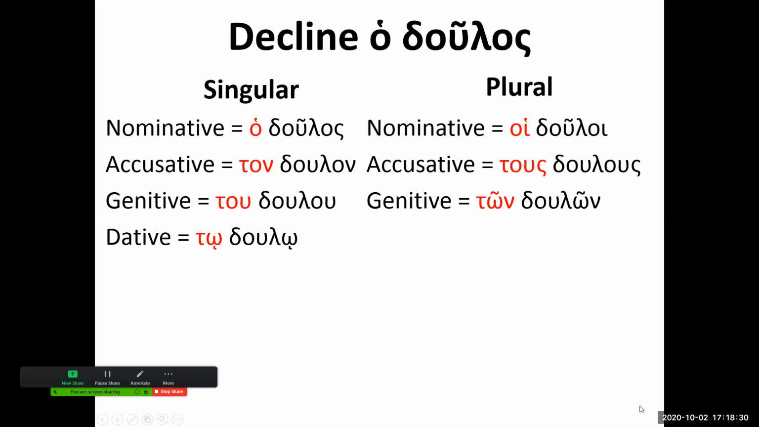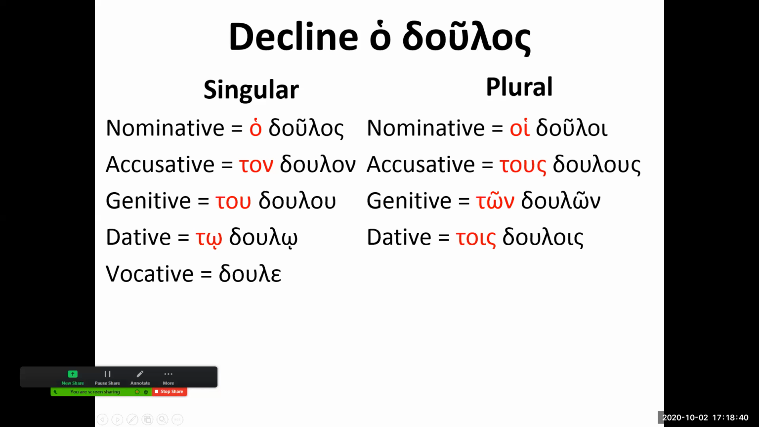Dative in the singular with the iota subscript: tō doulō, plural tois doulois, vocative doule. The masculine is the only gender that has a different form, actually, for the vocative case. The other genders use the same as the nominative case.